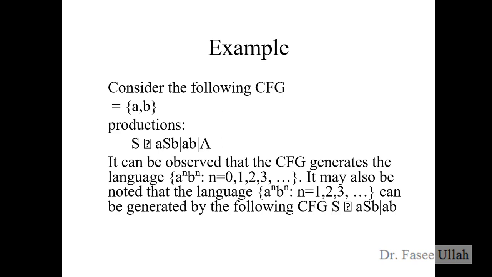We have input A and B, and the production is S is equal to A S B, concatenation AB, slash empty. If we see such a pattern, we may understand that it is equal to A to the power n and B to the power n, and the values of n are 0, 1, 2, 3, up to many values. That is the representation, or we can design such a production rule for this.